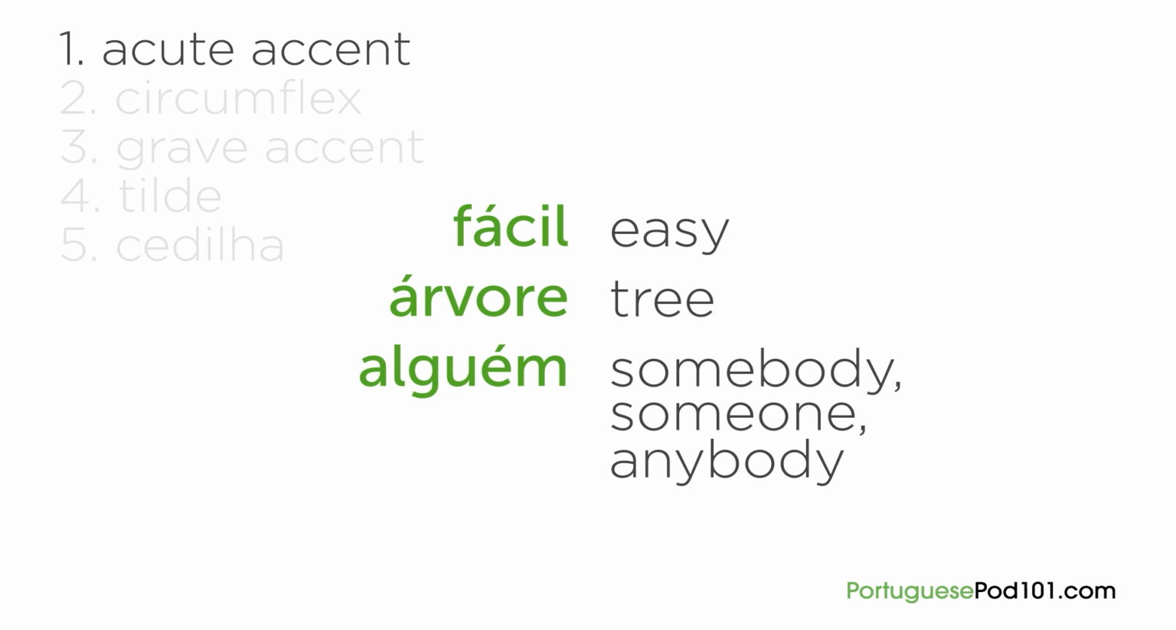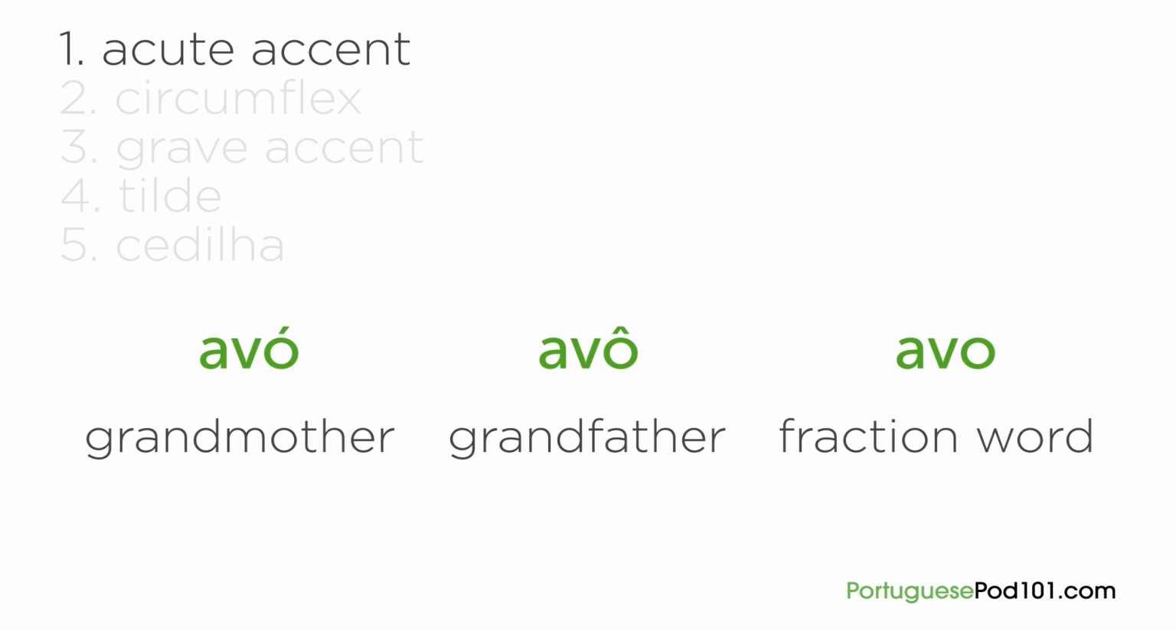In Portuguese, the acute accent is used to indicate a stressed vowel in a word. Fácil, árvore, alguém. As you see, all the stressed vowels in these words are marked with the acute accent. Vowels with the acute accent will be stressed and pronounced with open pronunciation.